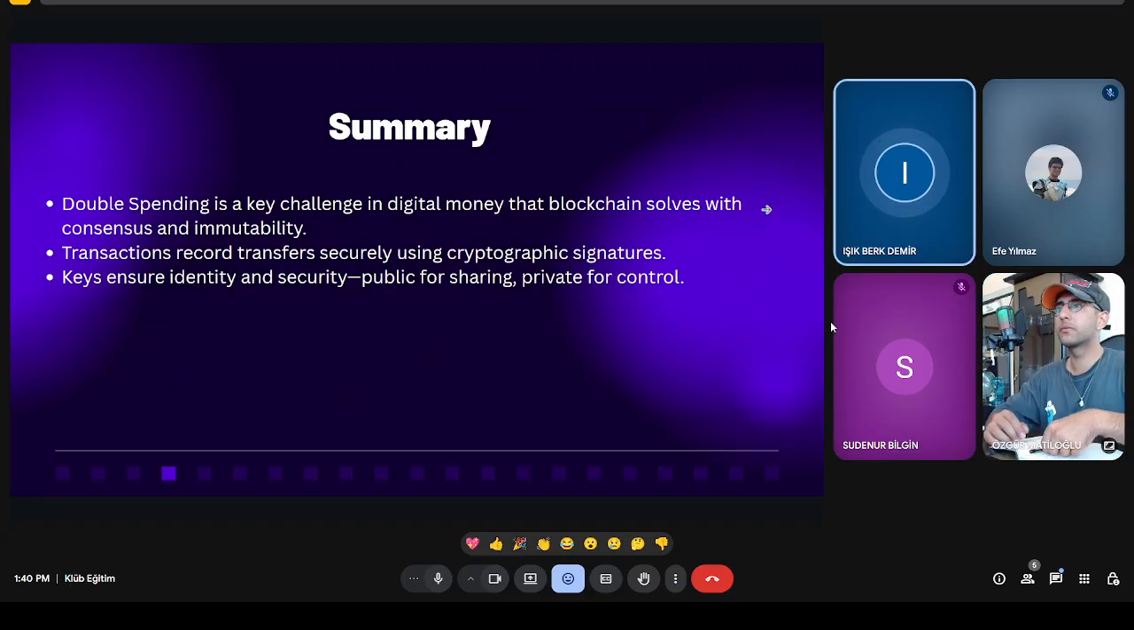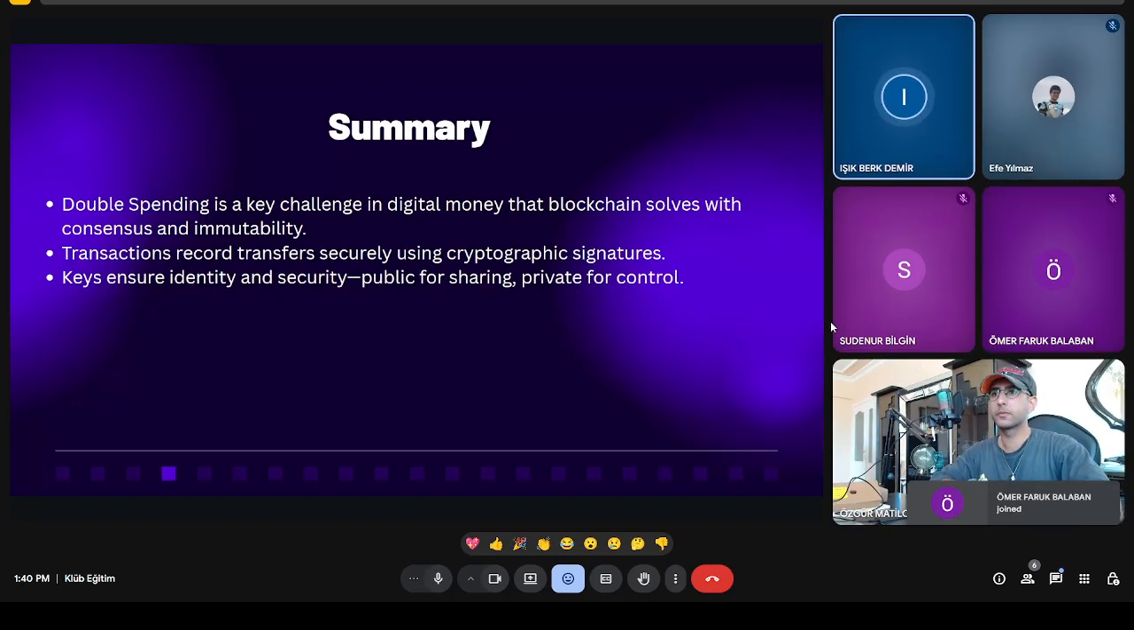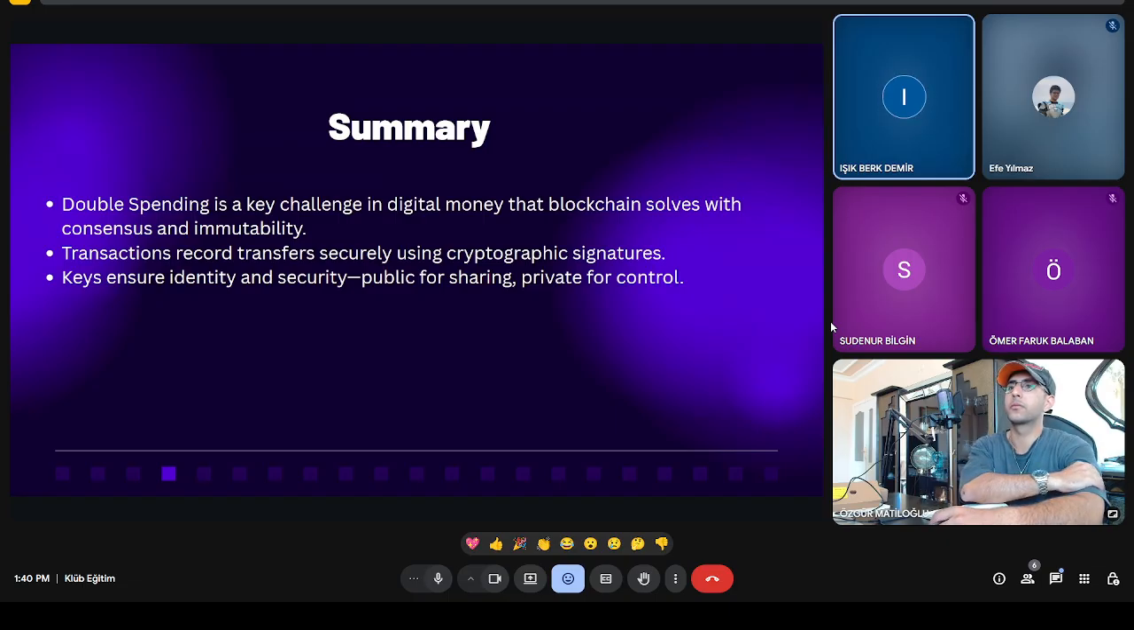Now, to sum it all up, double spending is a big risk with digital currency, but blockchain prevents it through public record keeping and validation. Transactions are how value is transferred and tracked, and lastly, keys are what prove your identity and control your access. So once you understand these, you've got a solid foundation for how blockchain works.